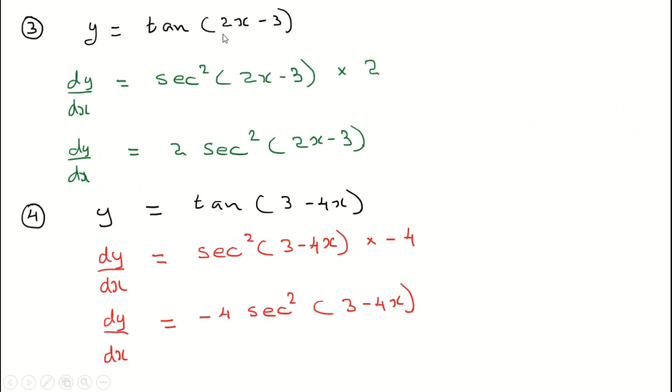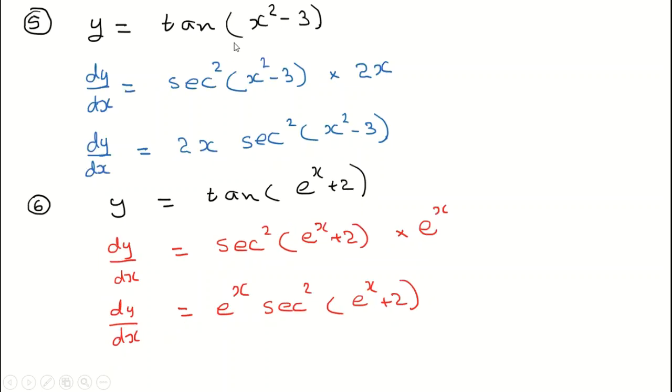So y equals tan(2x minus 3). So sec squared(2x minus 3) into 2. When you differentiate 2x minus 3, it is 2. So 2 sec squared(2x minus 3). y equals tan(3 minus 4x). Sec squared(3 minus 4x) into minus 4. So minus 4 sec squared(3 minus 4x).